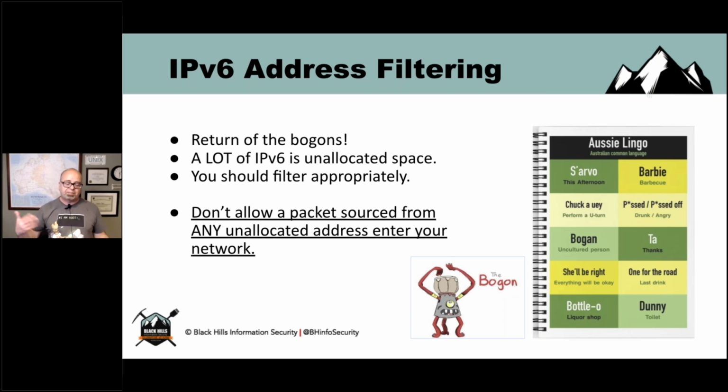And I remember I used to get pestered all the time back in the days when I ran networks. Okay? A lot of IPv6 is completely unallocated space. So the concept of bogon addresses is back. You need to filter your bogons appropriately. In other words, if a packet is sourced from an address that does not exist in the list of 35 allocated blocks from IANA as of today, thou shalt not let it into the network.